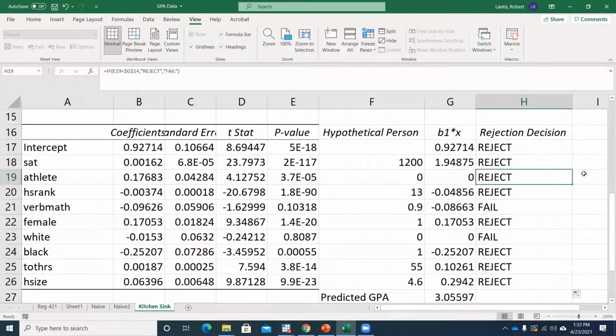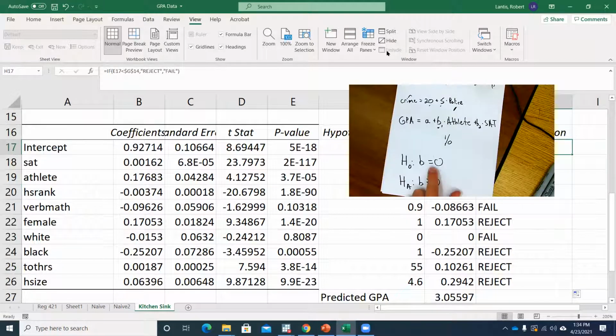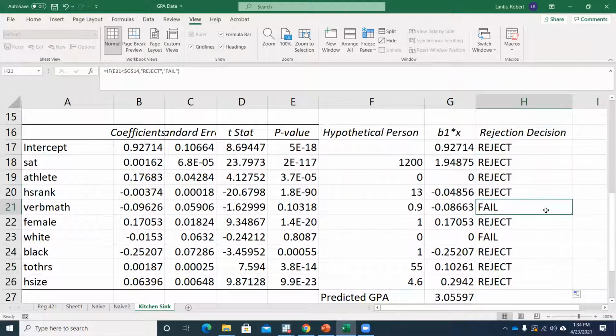now I can easily, quickly see, every time I reject, I'm saying, okay, I'm rejecting that there is no relationship, so I'm saying there is a significant relationship. So the only time when there's not a significant relationship is if I fail to reject. So the only two variables that don't have a significant relationship with college GPAs are whether the individual is white and this verbal math score, right?